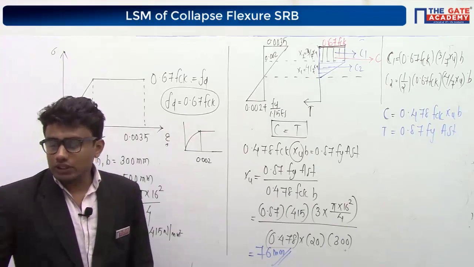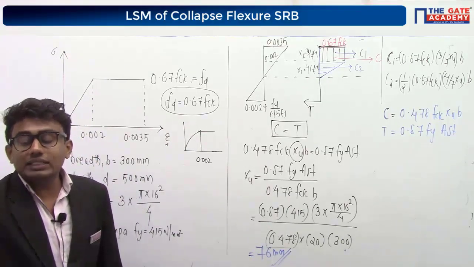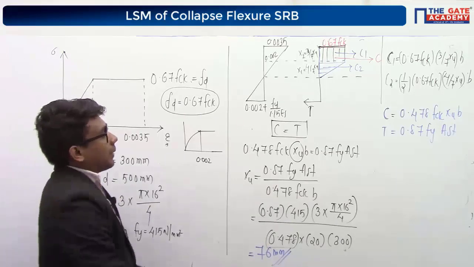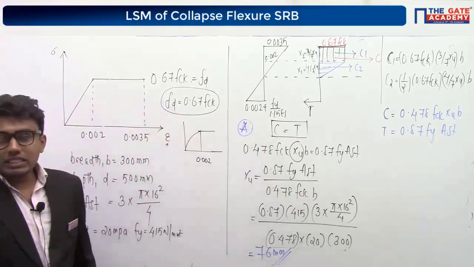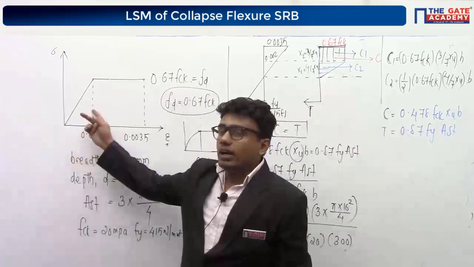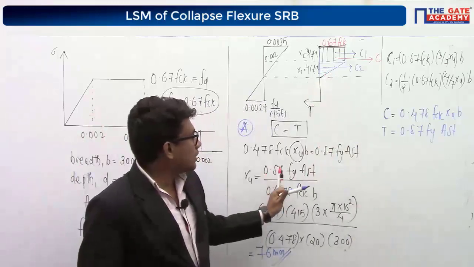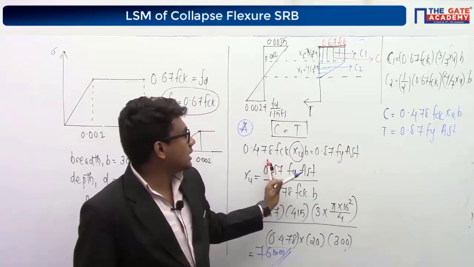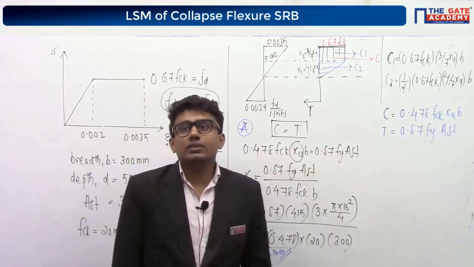So here the answer for this question will be 76 mm. Answer will be A. A will be the correct answer for this question. 76 mm, remember this. If he is giving a different stress strain curve, this will be different. The compressive force will be different. I got the compressive force here as 0.478 FCK x unit B.